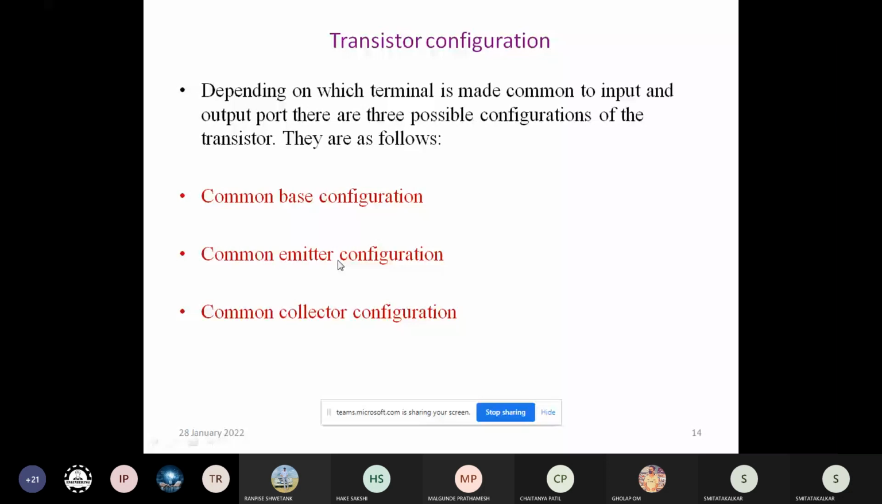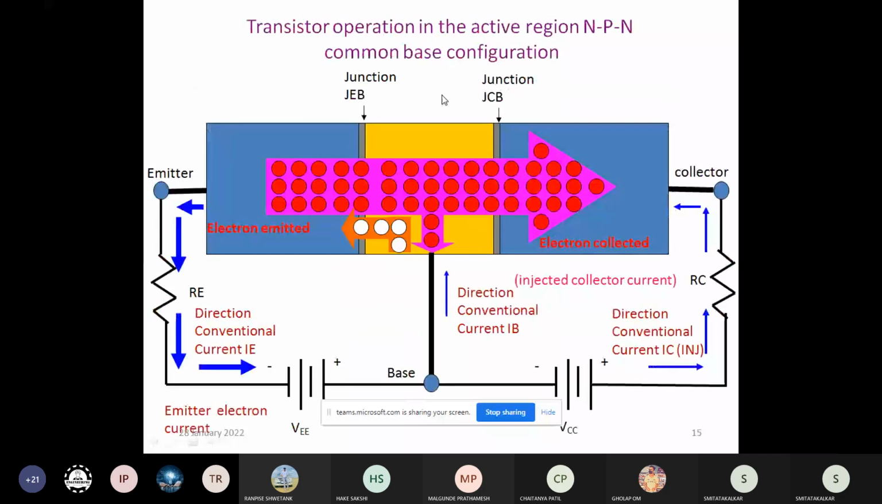But let's see the transistor operation. This is already covered in a previous session, but you have to explain the prerequisite in 10 to 15 minutes, and after that directly start the CE amplifier.